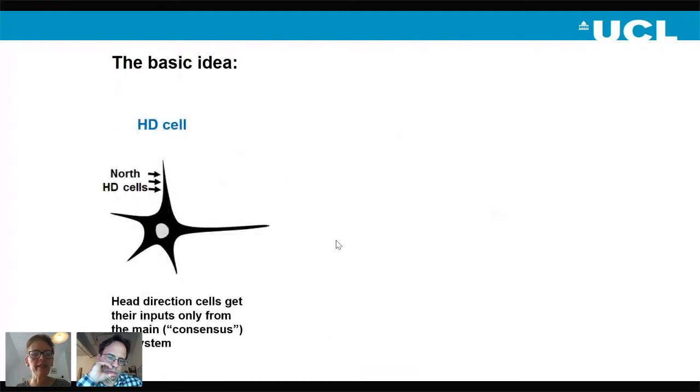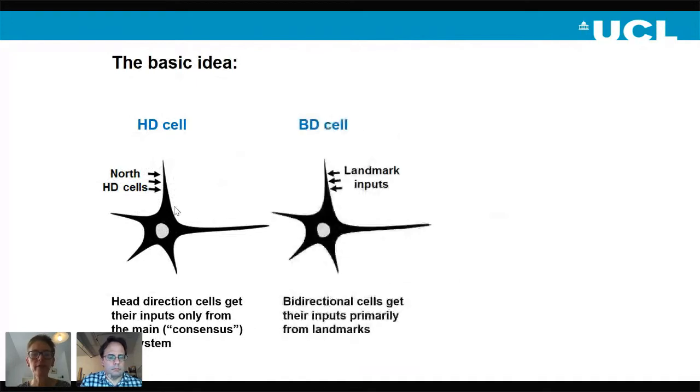So the basic idea is that the three types of cells differ depending on the inputs that they're getting. Head direction cells are predominantly getting inputs from other head direction cells. So when the rat faces north, the north head direction cells are driving that cell, and that cell will fire, and so it also becomes a north head direction cell.